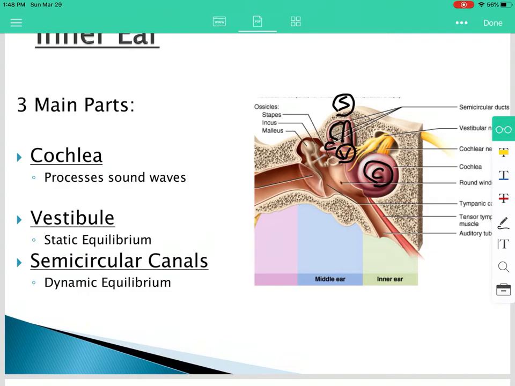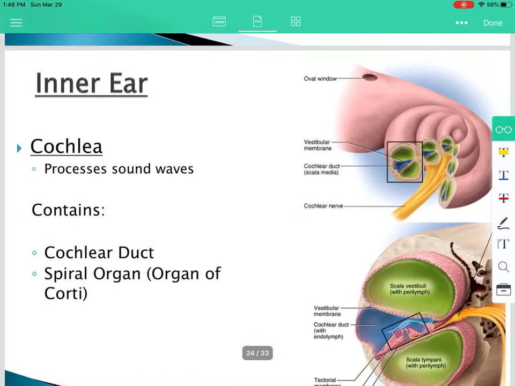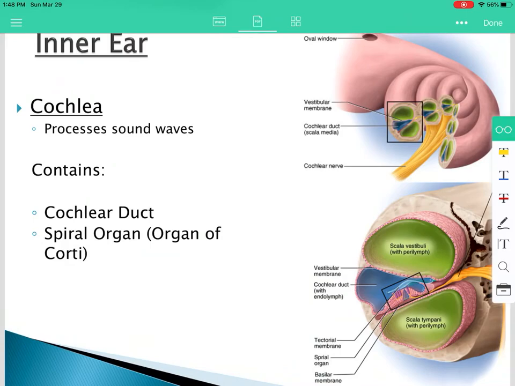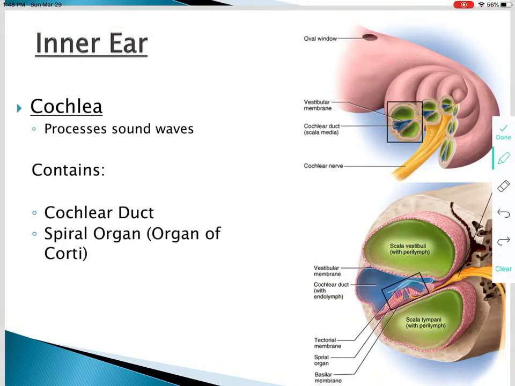Let's talk about each one. The cochlea, not hard to identify in this view, looks like a conch shell. If we take a cross section, and that's why I like this picture, and magnify it, it looks like this. We've got a bunch of chambers with some gelatinous fluid in them. There's one chamber, here's another chamber. But what we're most concerned with is this blue part, which is called the cochlear duct.